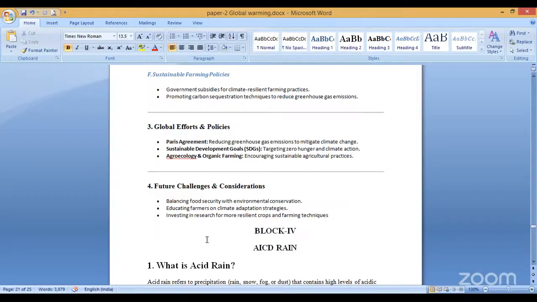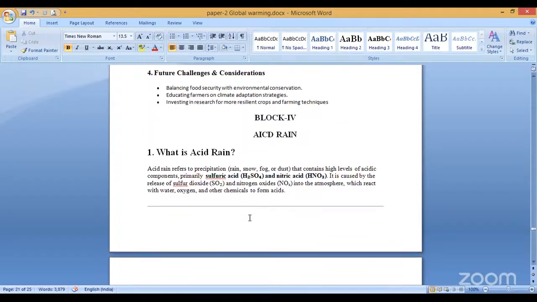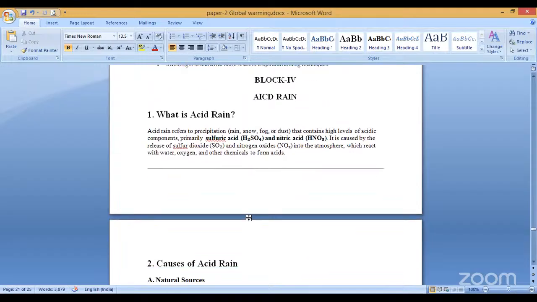Then coming to the last, the conclusions: balancing food security with environmental conservation, educating farmers on climate adaptation strategies, investing in research for more resilient crops and farming technologies. Then coming to the next block, that is including acid rain. Here, first we are going to know what acid rain is.